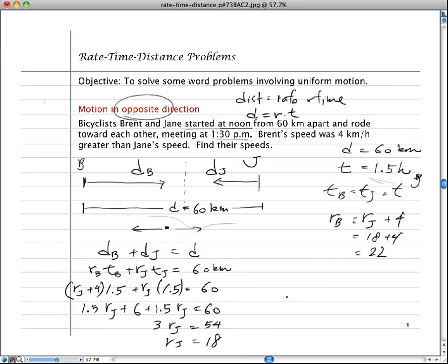So we say, therefore, Jane and Brent's speeds are 18 kilometers per hour and 22 kilometers per hour, respectively.